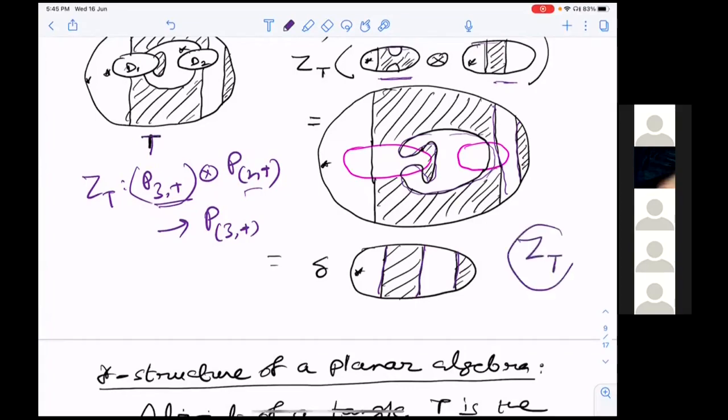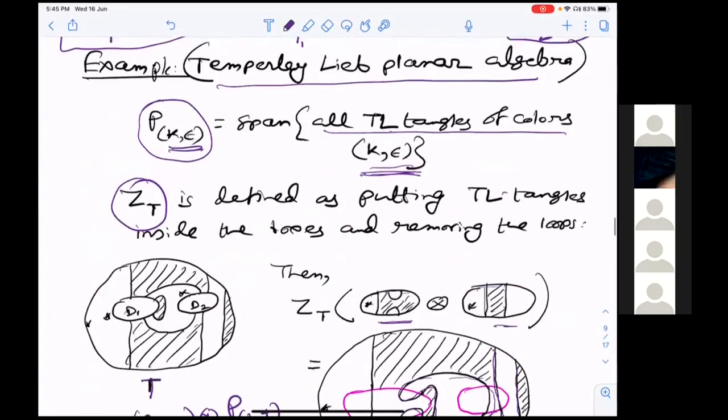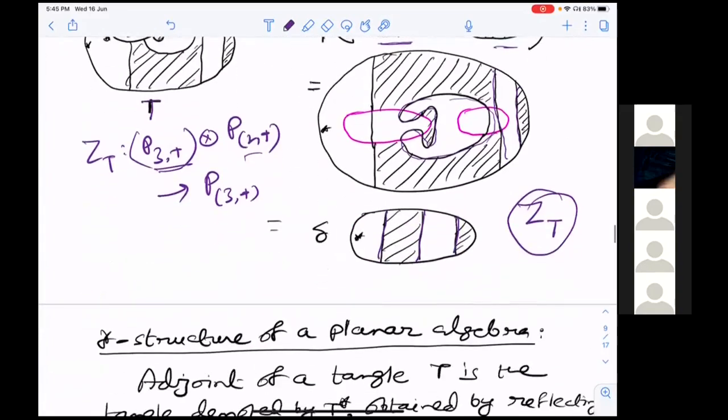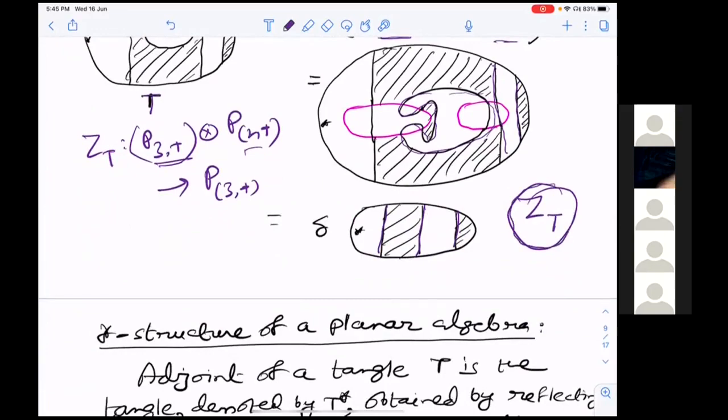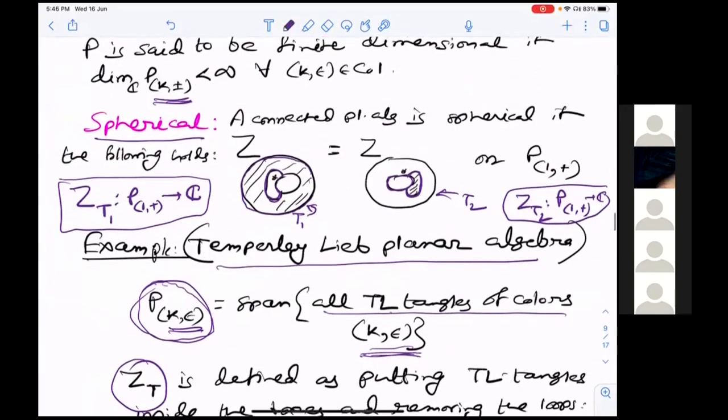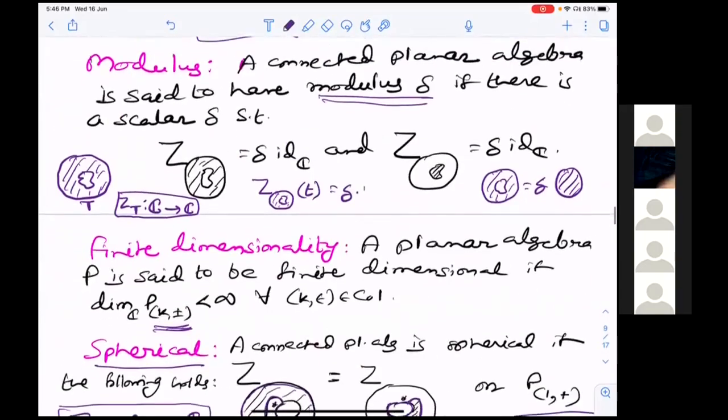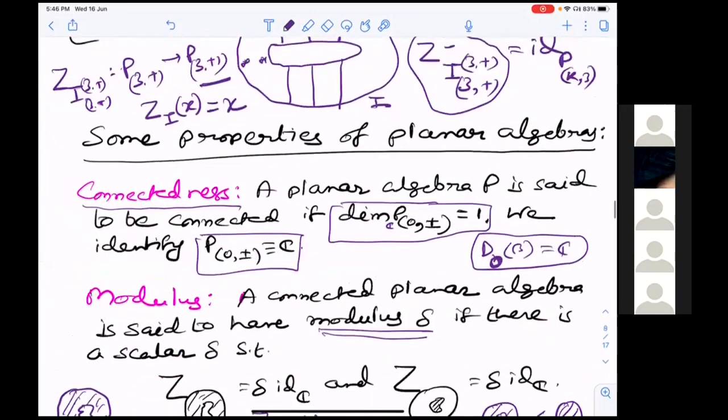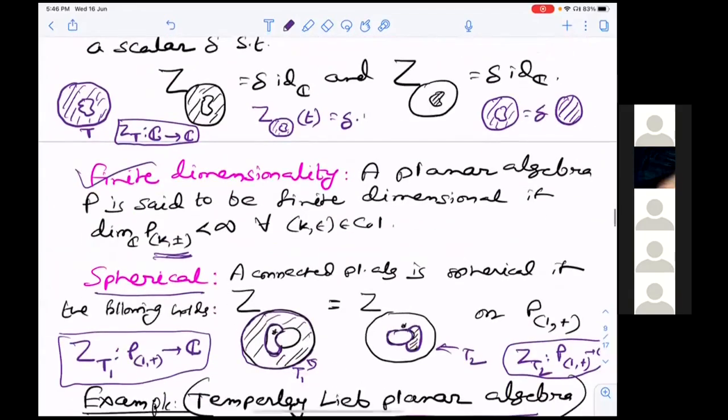So we have defined Z of T, and you can easily see that it is like the diagram algebra, and we have computed the dimension of each vector space. So these are finite dimensional. Therefore, this is a finite dimensional planar algebra, and by this prescription it is easy to see that Z of T also has modulus delta, because that is how we have defined it. For each loop, we compensate by a delta. So this tempered leaf planar algebra will satisfy all these nice properties: connectedness, modulus, finite dimensionality, and also sphericality.